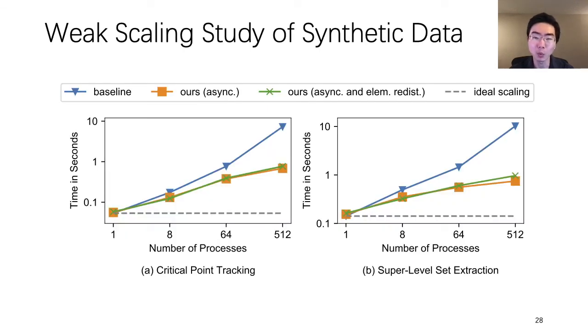We also perform a weak scaling study on the synthetic data for both the critical point tracking and super-level set extraction. The weak scaling evaluates the performance where each process is assigned the same number of elements as the process count increases. The ideal weak scaling is that the execution time does not increase as the process count grows. The lines of our methods are closer to the ideal scaling, indicating our methods have better weak scaling efficiencies.